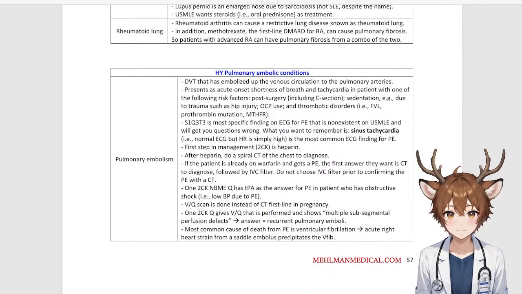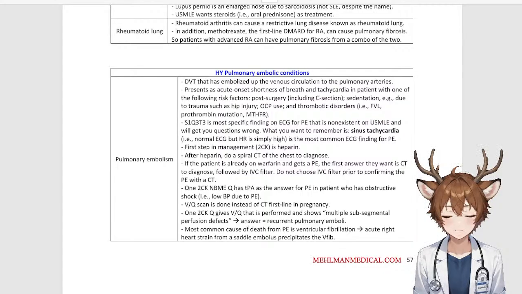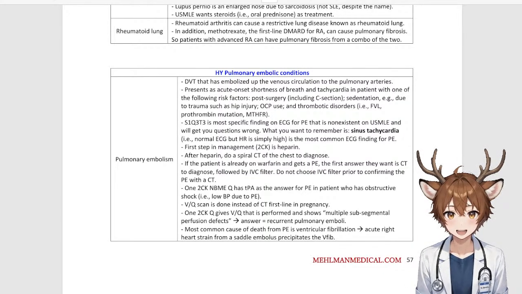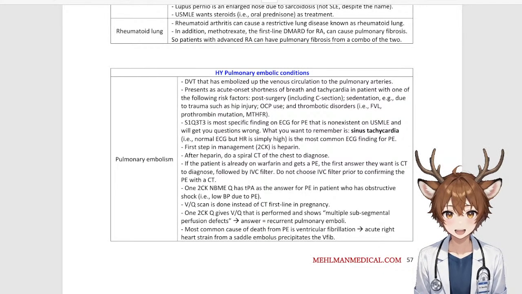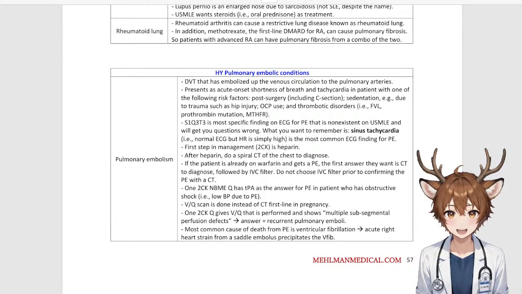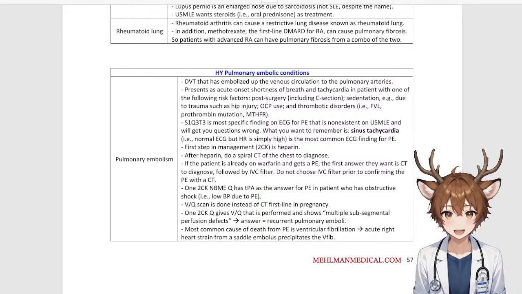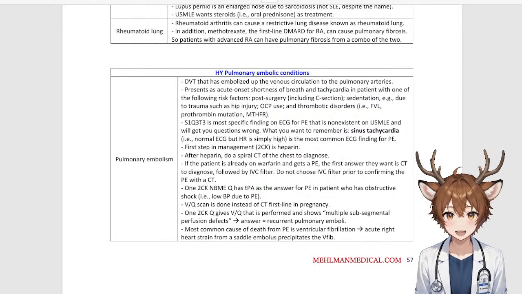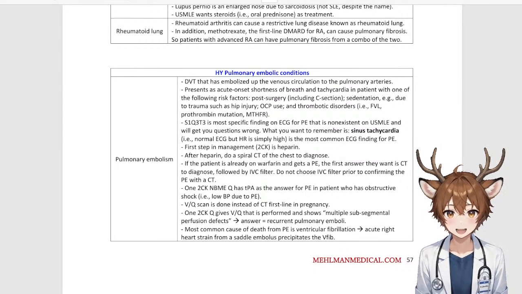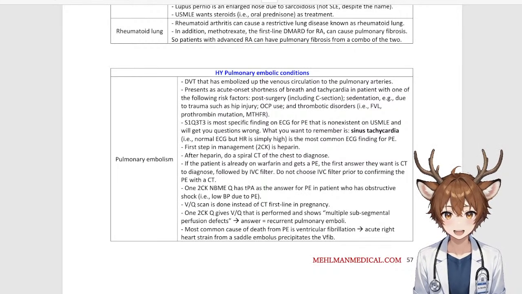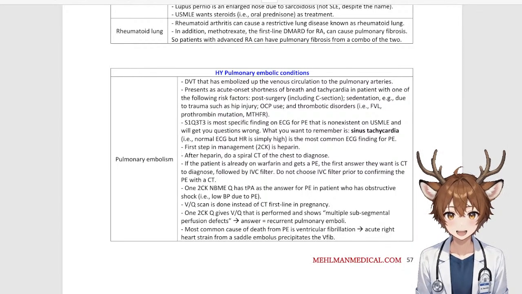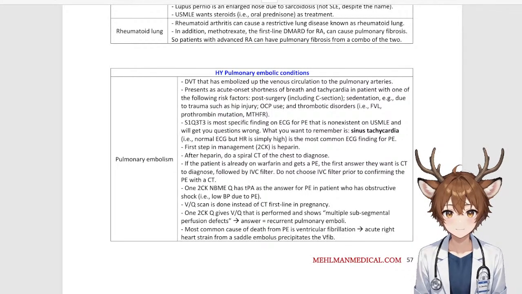Rheumatoid lung. Rheumatoid arthritis can cause a restrictive lung disease known as rheumatoid lung. In addition, methotrexate, the first-line DMARD for rheumatoid arthritis, can cause pulmonary fibrosis. So patients with advanced rheumatoid arthritis can have pulmonary fibrosis from either the rheumatoid lung itself, or the methotrexate that you're using to treat the rheumatoid arthritis.